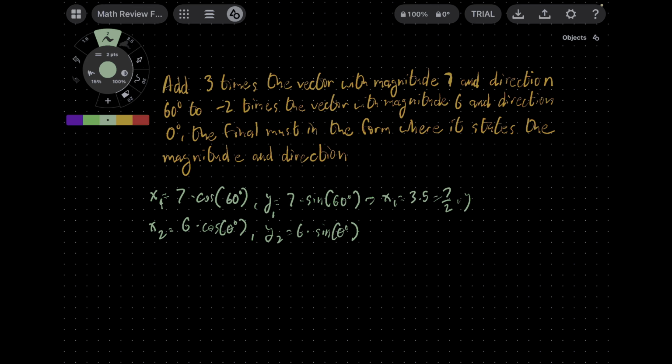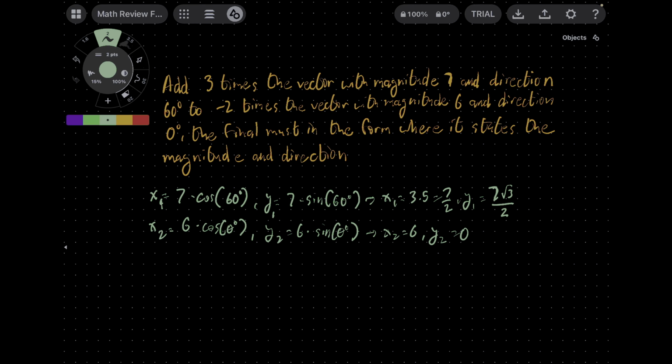And then y1 is equal to sine of 60, which is the square root of 3 by 2. So 7 multiplied by the square root of 3 by 2. Then for our next one, 6 times the cosine of 0. So x2 would be equal to 6 and y2 would be equal to 0. But we can't just add these two directly. We have to multiply by the things I said earlier.